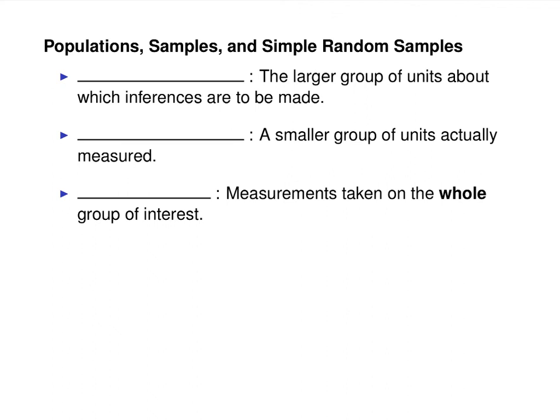Now recall that the larger group of units about which inferences are to be made, this is the population. A smaller group of units that's actually measured is called the sample. And measurements taken on the whole group of interest, this is a census. When you ask everybody, that's called a census.